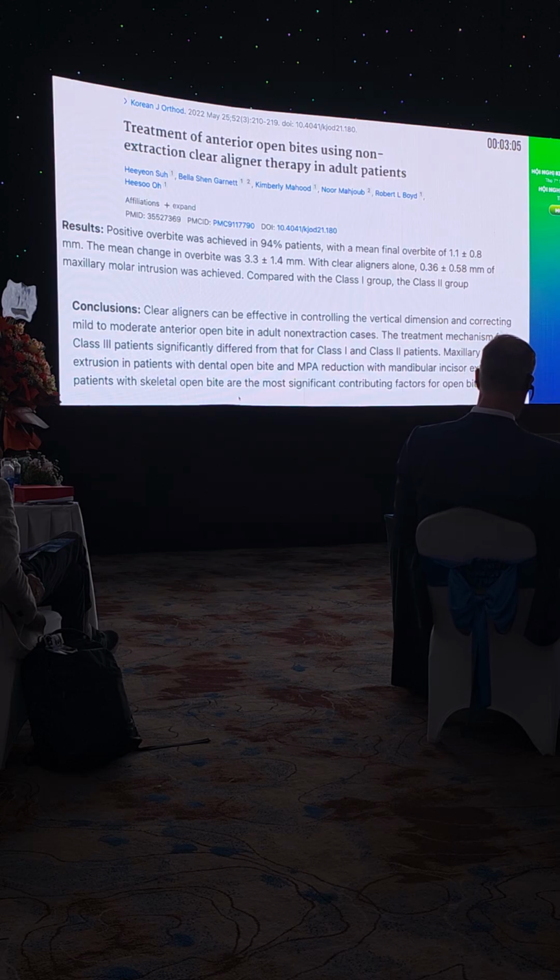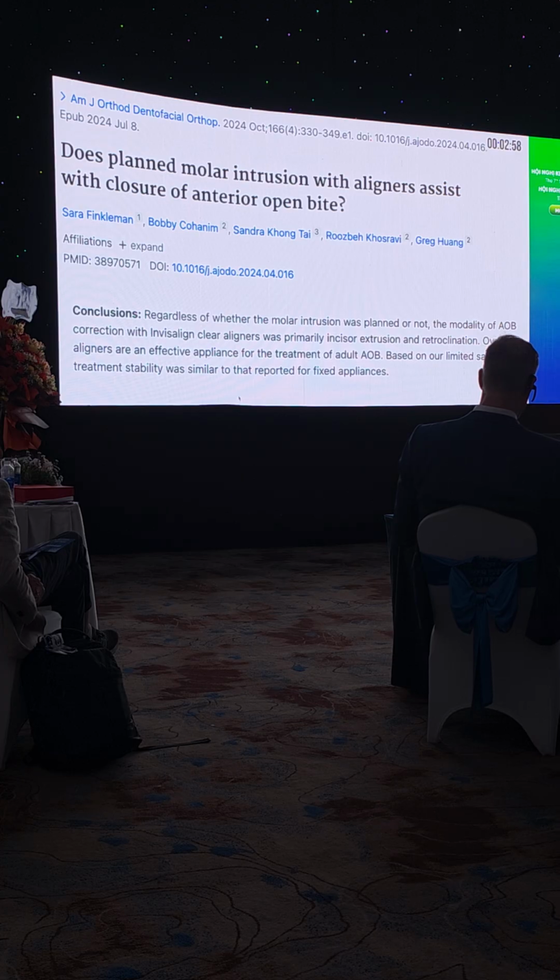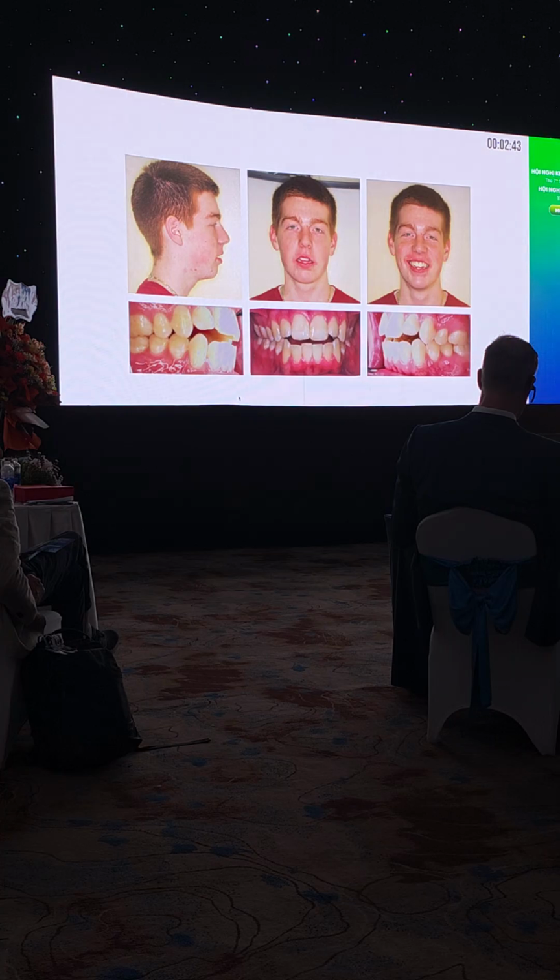This talks about treatment of open bite using non-extraction clear aligner therapy. Again, these studies basically show us the changes are very small. This is the latest study. We talked about 0.7 millimeters of intrusion. These are all Invisalign cases from the University of Washington in Seattle.